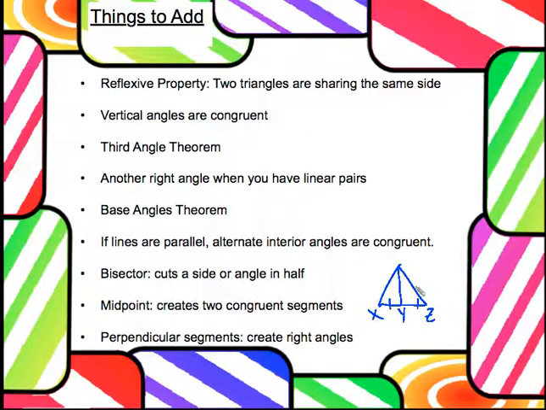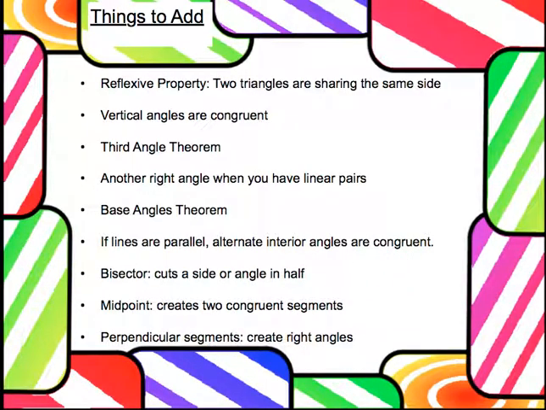And then if it tells you, let's call this A to really mix it up and go to the other end of the alphabet, that AY is perpendicular to XZ, then you know you have two right angles there, because perpendicular means it creates right angles.